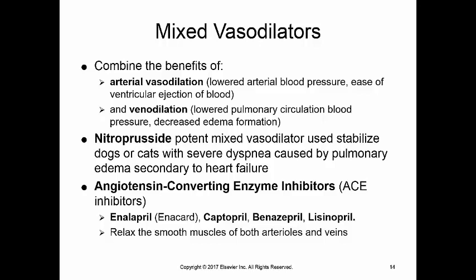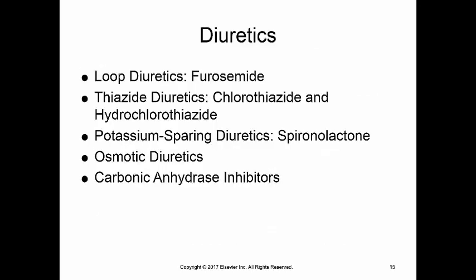Once again, we use this a lot in our animals with congestive heart failure. A lot of times what we have happen with our patients is they get a buildup of too much fluid in their body secondary to congestive heart failure. And to actually treat this, we end up giving them diuretics. And so we have different classifications of our diuretics. We have loop diuretics, thiazide diuretics, potassium-sparing diuretics, osmotic diuretics, and carbonic anhydrase inhibitors. And all diuretics are going to cause the kidneys to increase urine production and remove that extra fluid from the body.